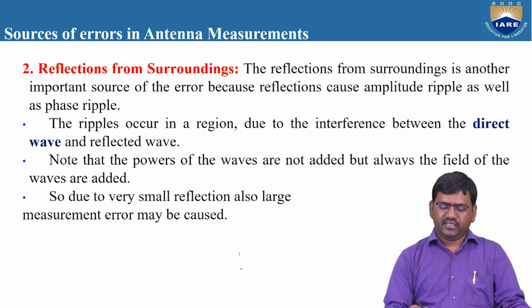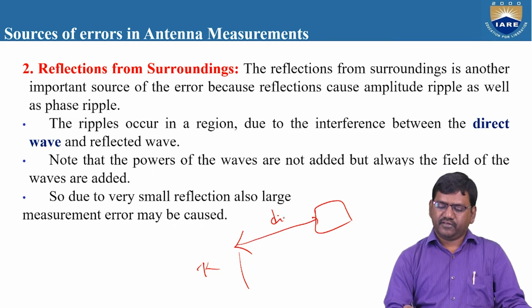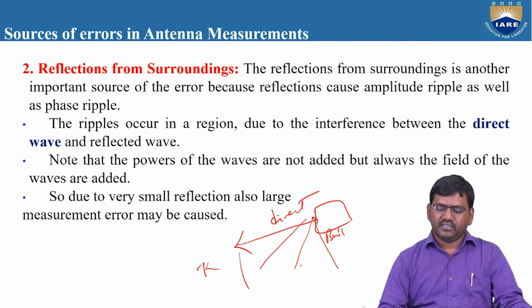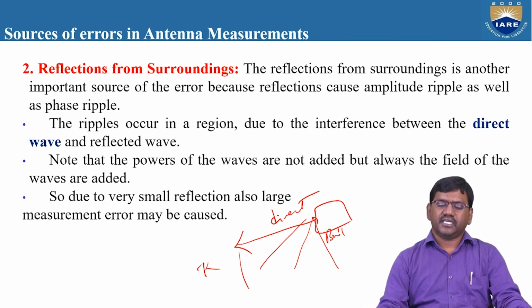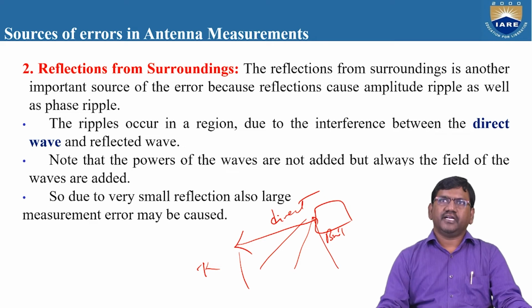We can see here, if you take a transmitting antenna, suppose there is a building here, and a signal is transmitting directly. This is known as the direct wave. It touches the building directly, and it reflects in different directions. These are known as ripples. That means the ripples occur in a region due to interference between the direct wave and the reflected wave. The powers of the waves are not added, but always the fields of the waves are added.